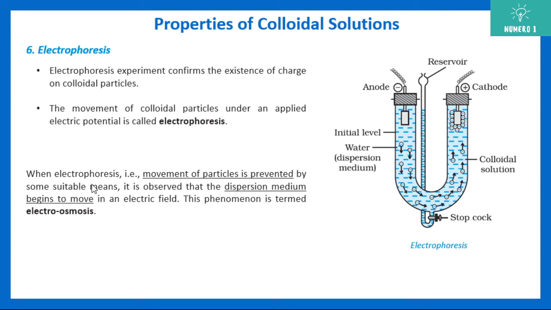Now, when electrophoresis, that is movement of particles, is prevented, for example, if I restrict the movement of colloidal particles, I say, okay particles, you cannot move. Now with some suitable means, it is observed that the dispersion medium, underline this part, dispersion medium begins to move. The medium is moving. Okay, if the medium is moving in an electric field, this phenomenon is termed as electroosmosis. Because the medium itself is moving, so this is electroosmosis.